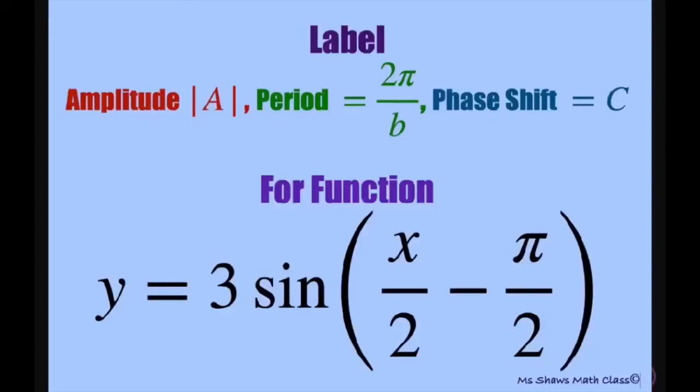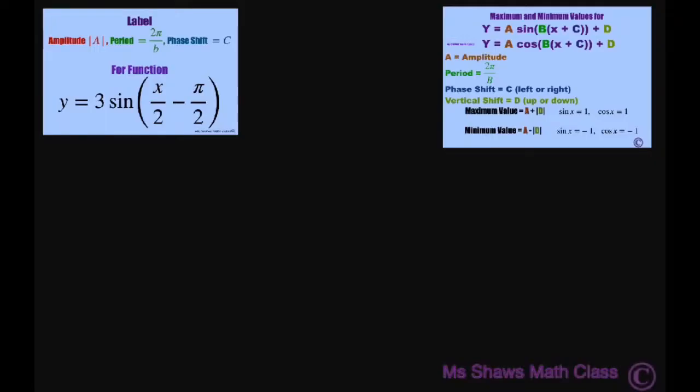Hi everyone, we're going to label the amplitude, the period, and the phase shift for our function y equals 3 times sine of x divided by 2 minus pi divided by 2. So when you're looking at this, we're going to first do the amplitude. Well, the amplitude is just this number here, 3, in front of the sine function. That is your amplitude. Basically, it's the absolute value of 3, which equals 3.